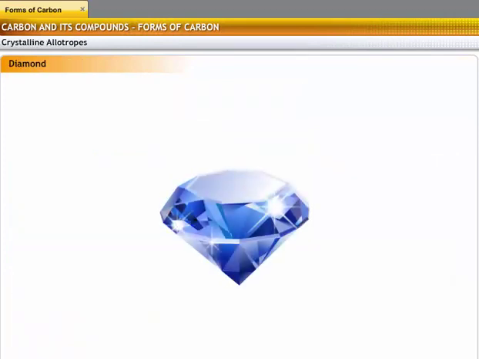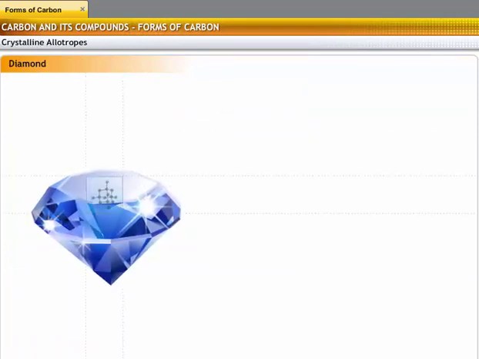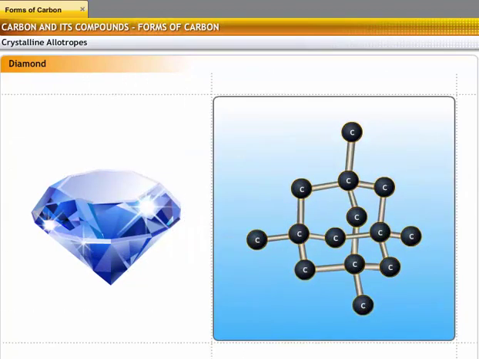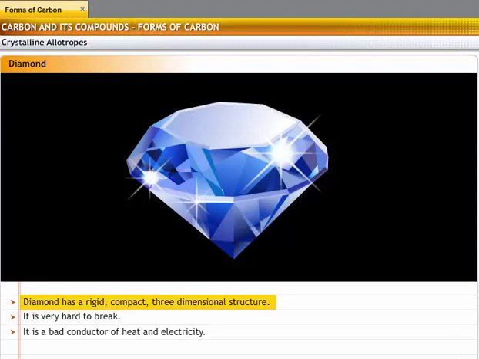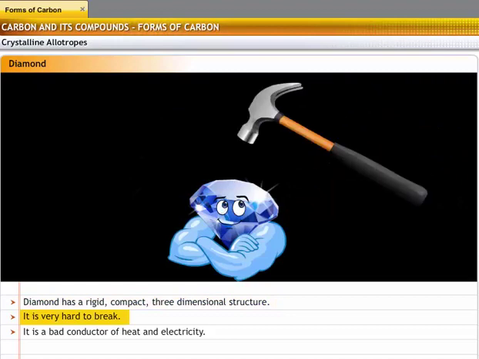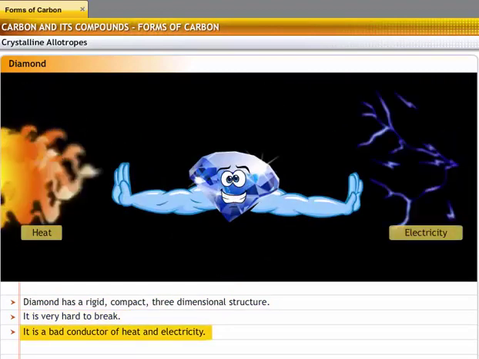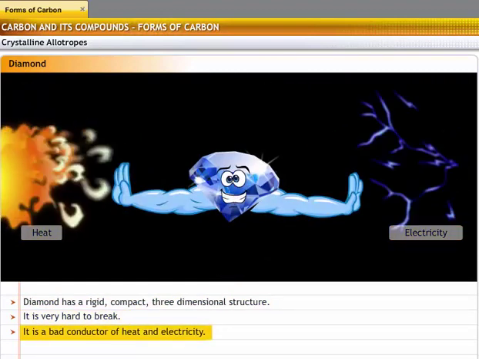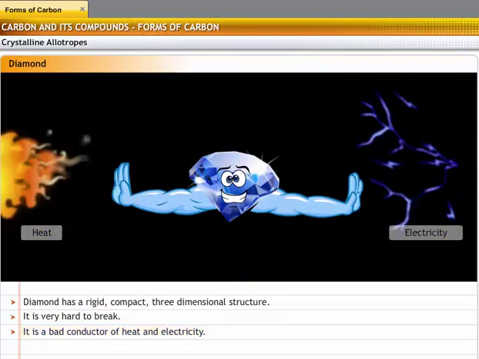In a diamond, each carbon atom is bonded to 4 other carbon atoms by a single covalent bond. This is why a diamond is a rigid, compact, three-dimensional structure and is very hard to break. It is a bad conductor of heat and electricity as there are no free electrons present in it.